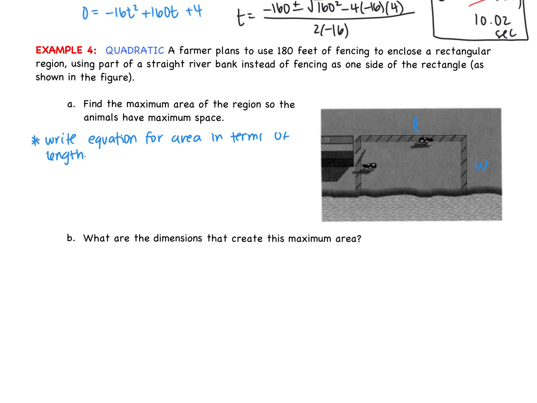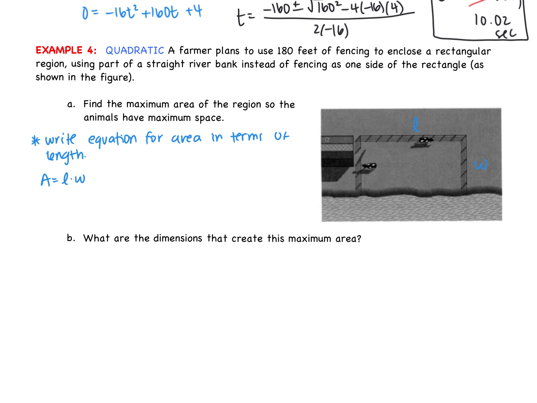So we're going to do that part first before we actually answer part A. Write an equation for the area in terms of length. If we start with the labels that we have, we know that area is length times width. When it says write an equation in terms of length, it means all I want in the equation is length. I don't want width. So we need to figure out in our equation how to get rid of width. You with me so far?